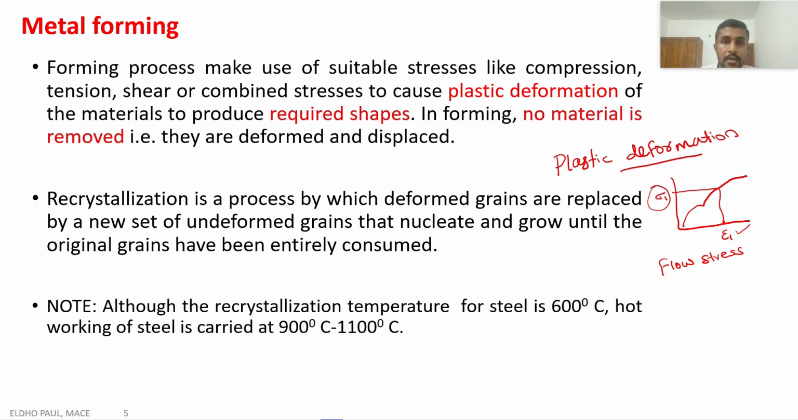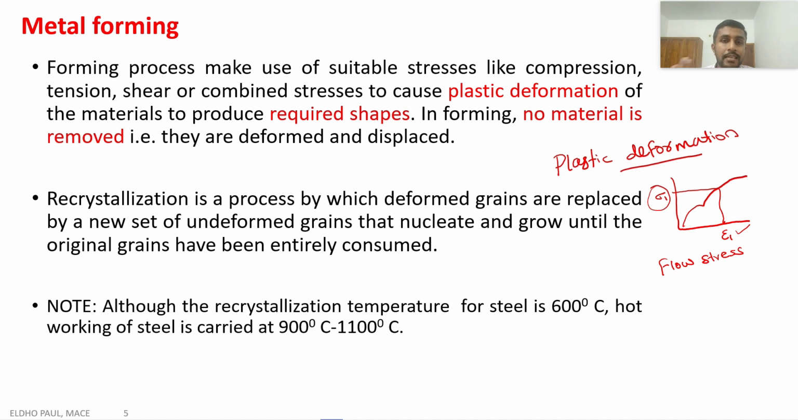Based on recrystallization, we can divide the rolling process into two. The first is the hot rolling process, and the second is the cold rolling process. In hot rolling, we heat the material above the recrystallization temperature, which we studied in the metallurgy and material science class. Recrystallization is a process by which deformed grains are replaced by a new set of undeformed grains that nucleate and grow until the original grains have been entirely consumed. So there is a transformation from deformed grains to undeformed grains, and a new set of undeformed grains is formed at the end.